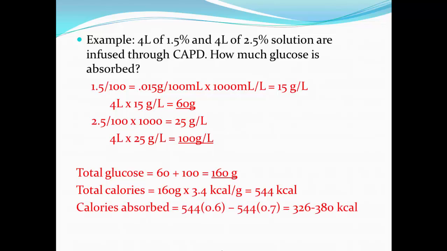And because the calories are absorbed 60 to 70%, we multiply 544 times 0.6, and we multiply 544 times 0.7 to get the range of glucose absorbed, which is 326 to 380 calories. And I encourage you to pause this presentation and work through this problem on your own, and check your work with the answers that we got in class to make sure you have this calculation down.